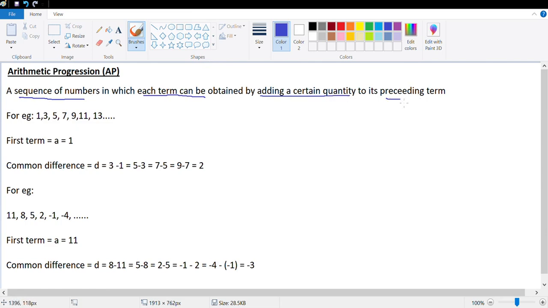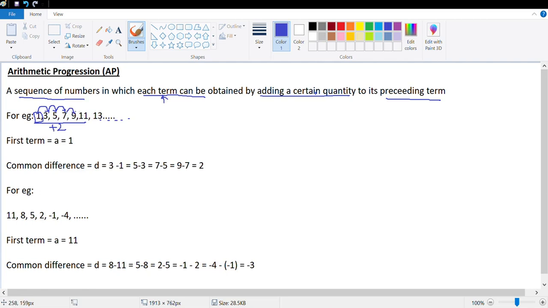preceding term. So let's look at an example: 1, 3, 5, 7, 9, 11, 13, and so on. So my first term is 1. If I add 2 to 1, I get 3. If I add 2 to 3, I get 5. If I add 2 to 5, I get 7. So each term can be obtained by adding a certain quantity. In this case, I'm adding 2 to the preceding term to get my next term.